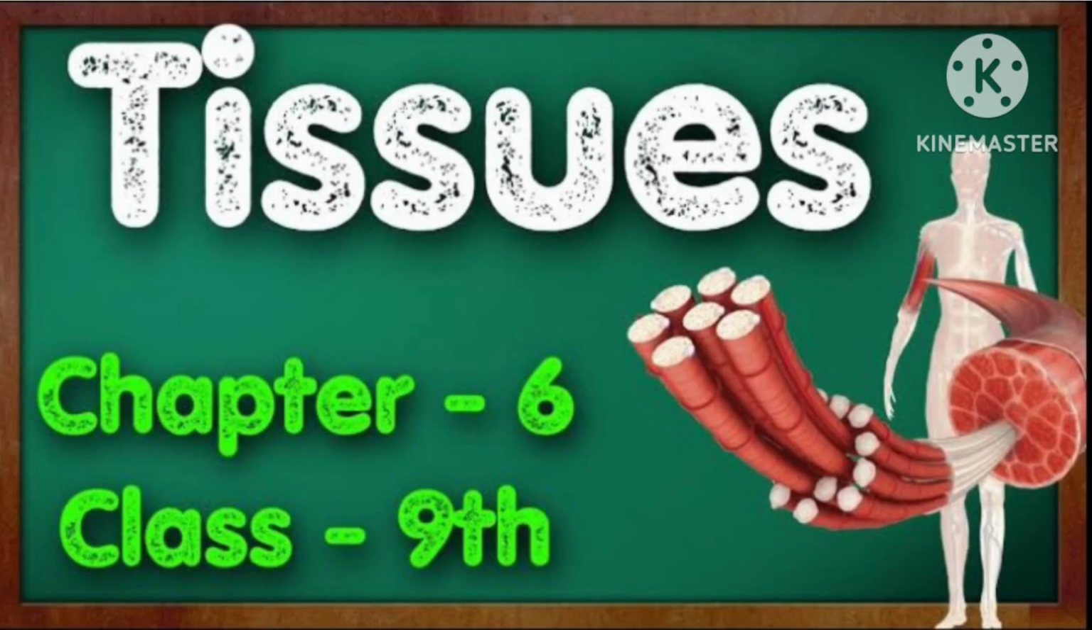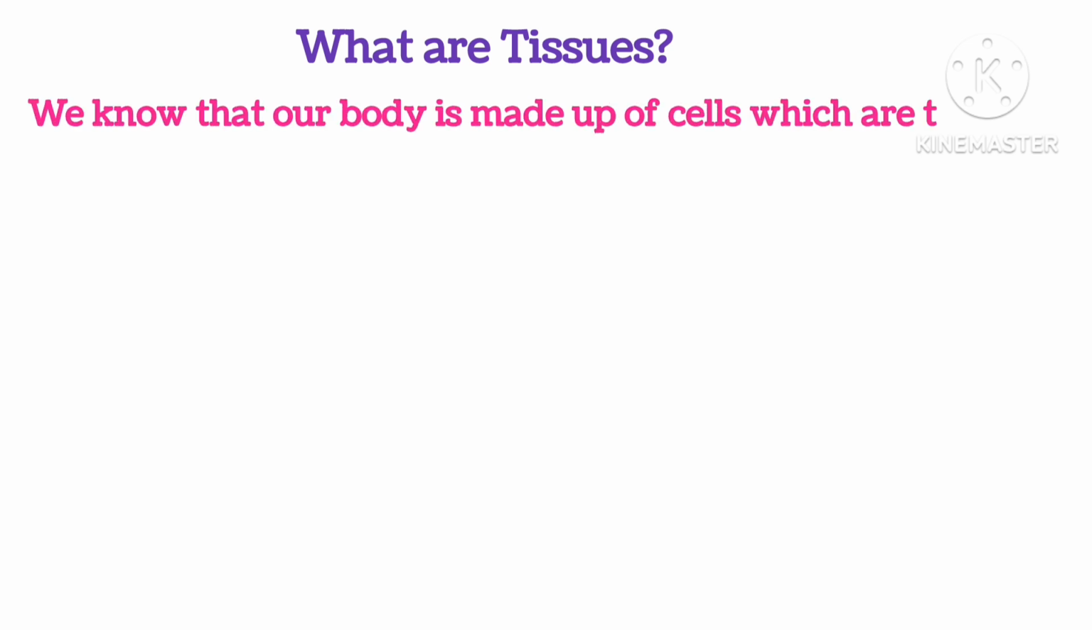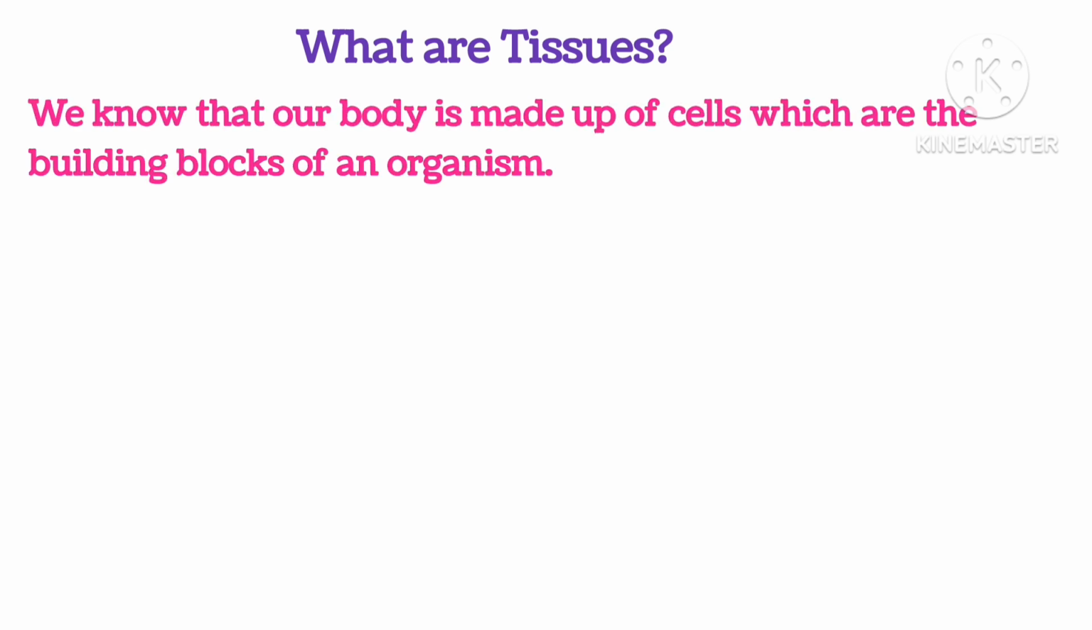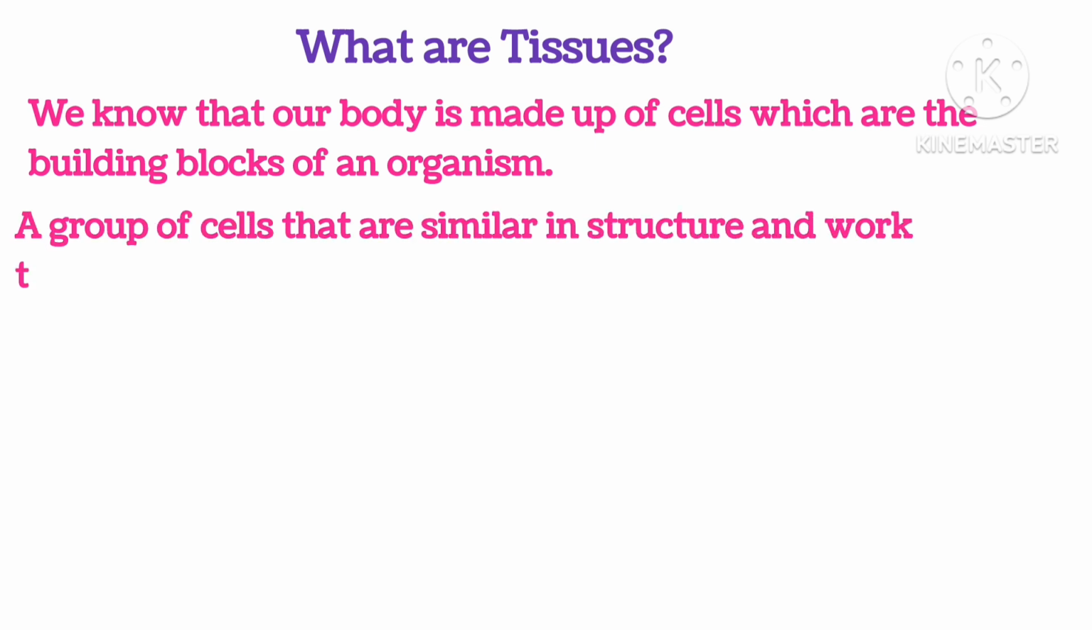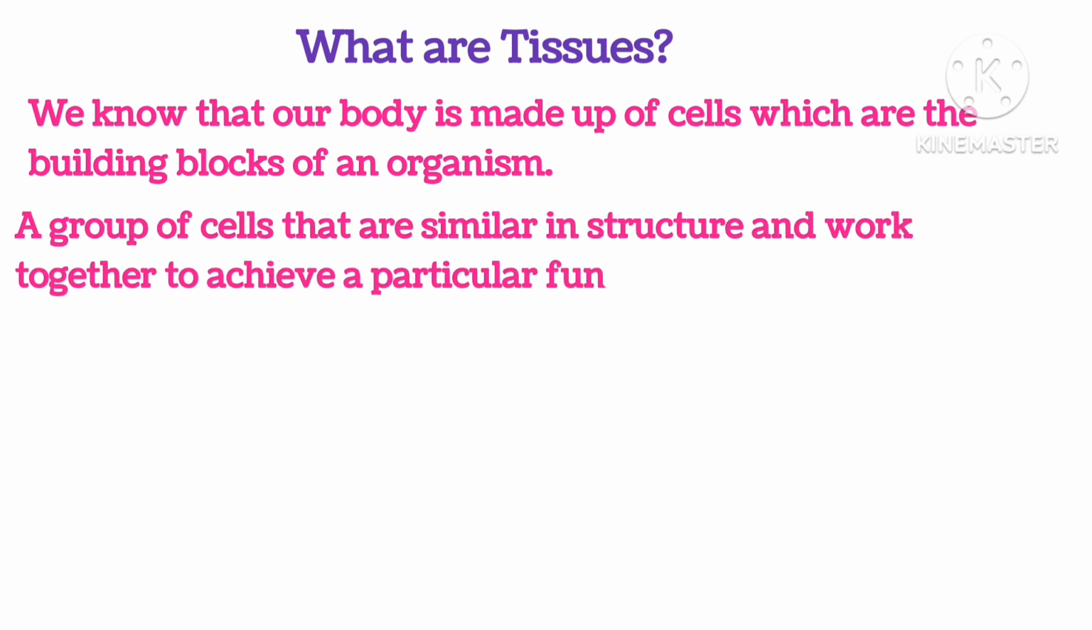Today's topic is Tissue, Chapter 6, Class 9. What are tissues? We know that our body is made up of cells which are the building blocks of an organism. A group of cells that are similar in structure and work together to achieve a particular function forms a tissue.